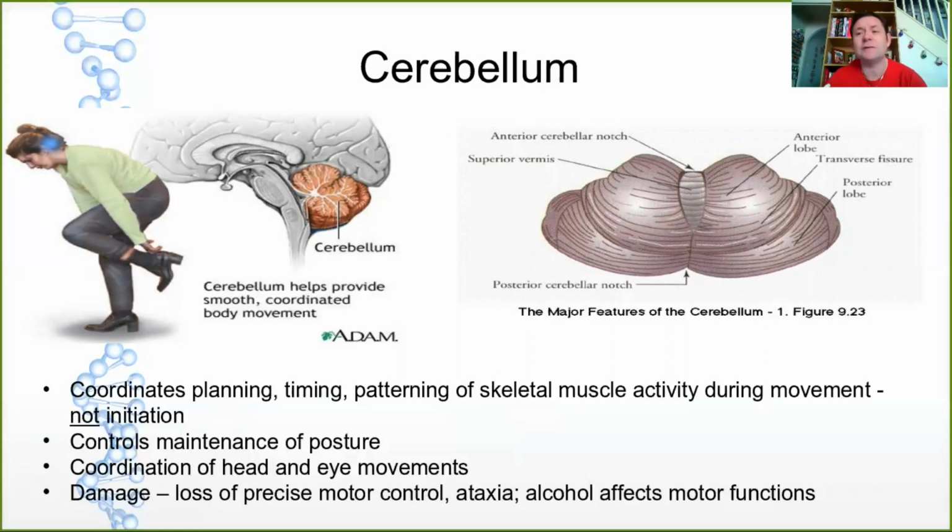Driving a car, you don't think where your feet are on the pedals once you become proficient at driving, but you do when you're learning. That's because your cerebellum takes on the task. So coordination of head and eye movements, maintenance of posture, etc. Damage to the cerebellum results in loss of precise motor control. Alcohol affects the motor functions, for example.